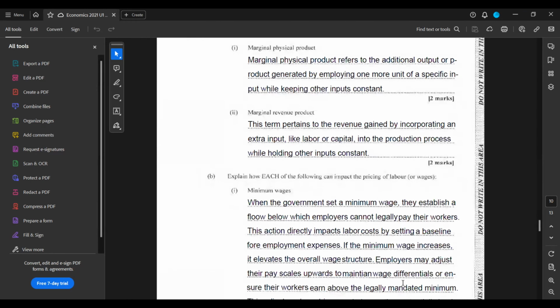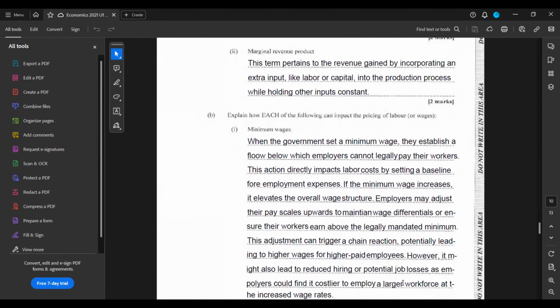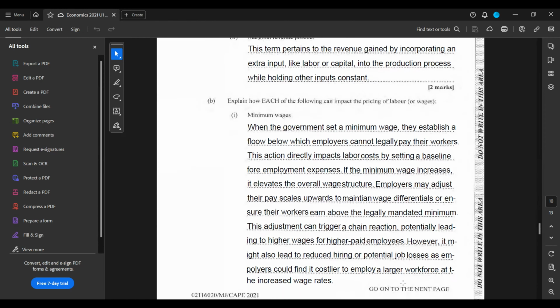Minimum wages. When the government sets a minimum wage to establish a floor below which employers cannot legally pay their workers, this action directly impacts labor costs by setting a baseline for employment expenses. If the minimum wage increases, it elevates the overall wage structure.